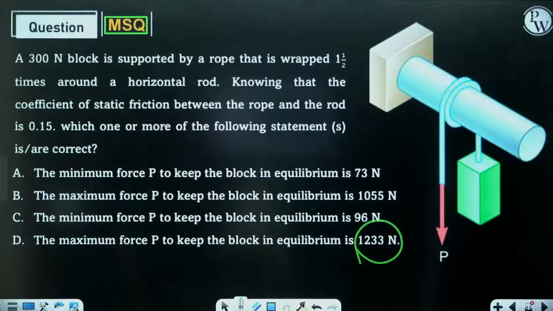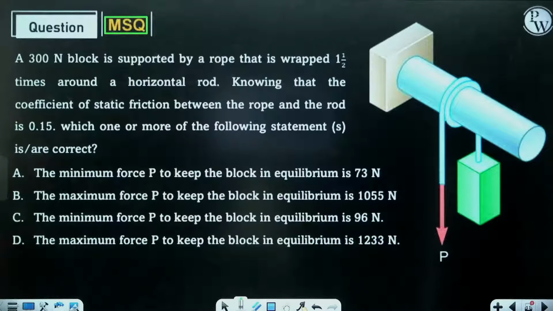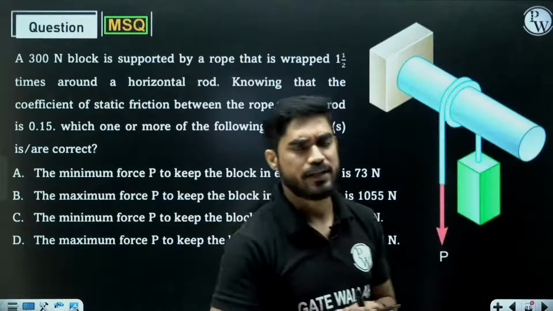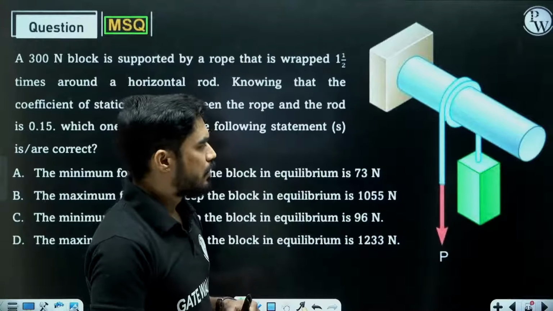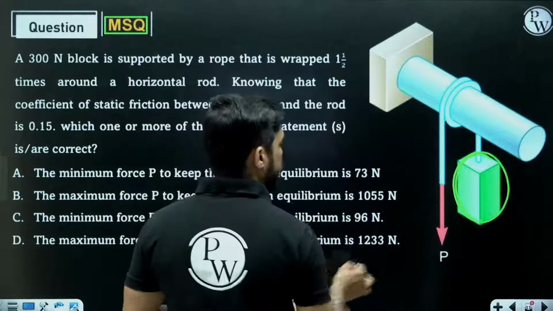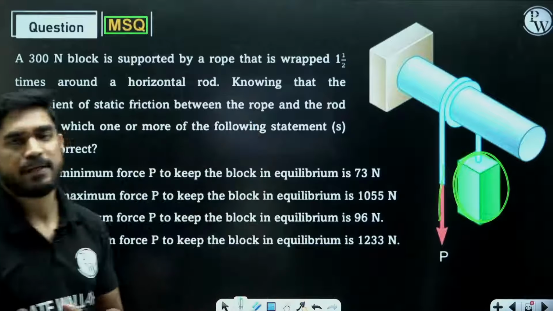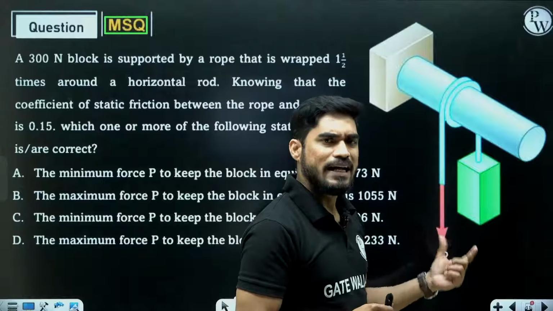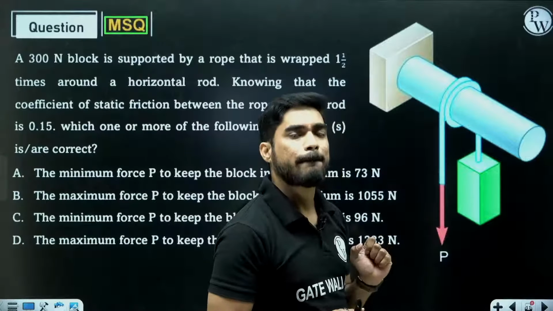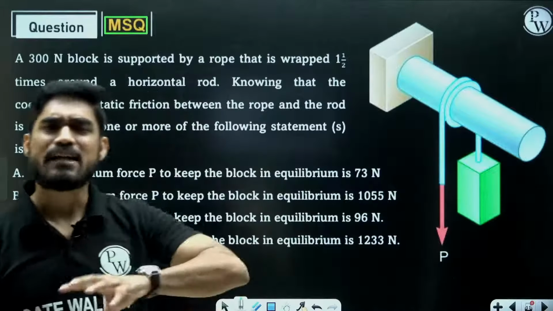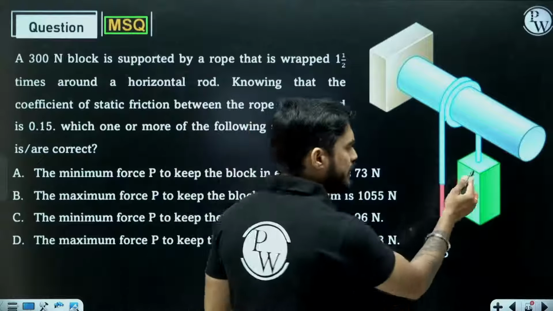So we need to find the minimum and maximum value of P for which the block will be in equilibrium. Now first you need to understand the situation here. What is happening over here? This is the weight which we are holding by applying a force P. In order to hold this block, we need to apply a certain amount of force. If we apply a force less than that value, this block will start falling down.